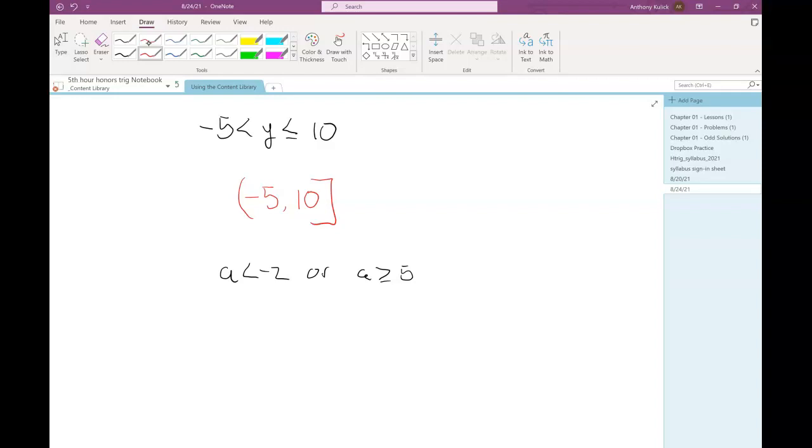So we'll use one interval for each inequality, and then we'll connect them with a symbol in the middle. So for a is less than negative 2, the lower bound there would be negative infinity, and the upper bound would be negative 2. The negative infinity always gets a parenthesis, and the negative 2 also gets a parenthesis. Now, the symbol that we're going to use to connect these is like a U with no tail on it. That's the union symbol. It basically just means or in the language of sets.